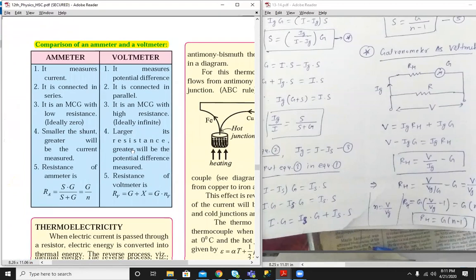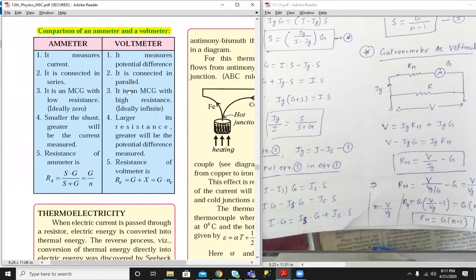Let's see the next. What is the comparison of an ammeter and a voltmeter? An ammeter measures current, a voltmeter measures potential difference. An ammeter is connected in series, a voltmeter is connected in parallel. An ammeter has low resistance, a voltmeter has high resistance. We earlier saw that the smaller the shunt, the greater the current measured, and the larger the resistance, the greater the potential difference.